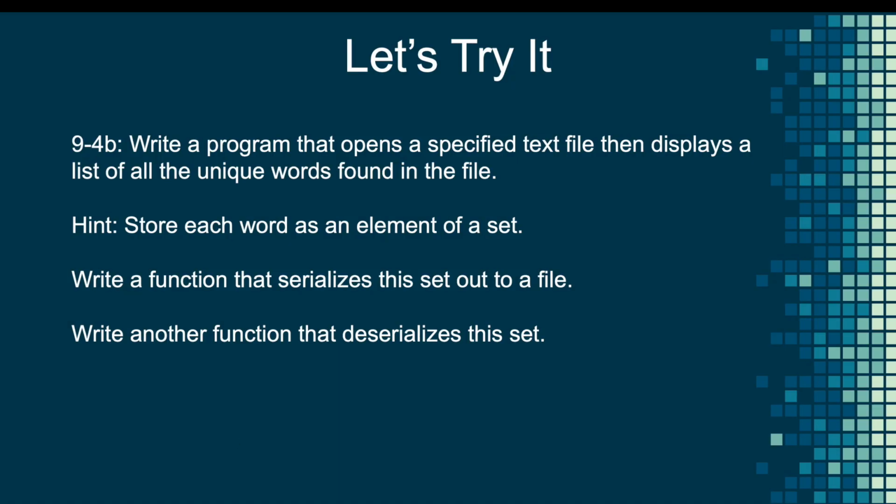Okay, so what I want to do is we'll go ahead and try this. Let's open up our 9-4 example, and we're going to write a program that opens a specified text file, then displays a list of all the unique words found in the file. A hint here is we store each word as an element of a set. We're also going to write a function that serializes this and another function that deserializes it. We already have this first part from 9-4. We just need to write these extra functions.